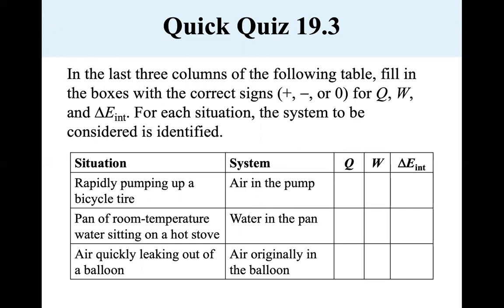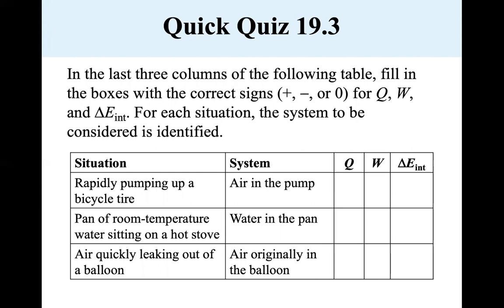The pan of room temperature water sitting on a hot stove, and the system is the water in the pan. Well, if it's on a hot stove, you're adding Q. You're heating the system, so that's plus. There's no cylinder, no piston pushing on the water, so the work is zero. And of course, the internal energy is going up because you're adding heat to the system. So that's going to be plus, zero, plus.